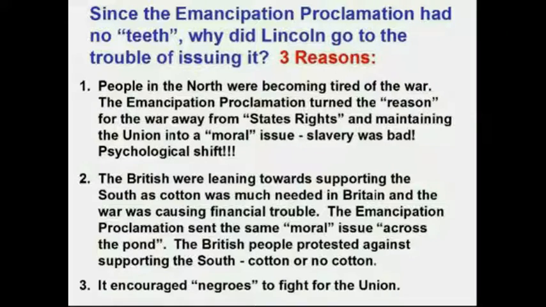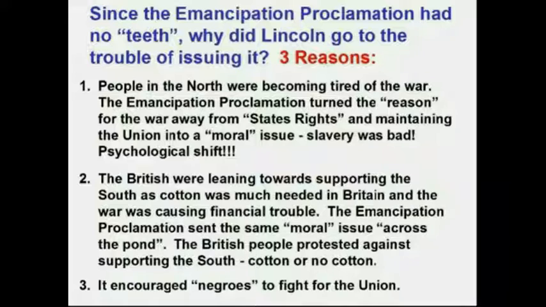Since the Emancipation Proclamation had no teeth, why did Lincoln go to the trouble of issuing it? Well, there were three basic reasons. People in the North were becoming tired of the war. The Emancipation Proclamation turned the reason for the war away from states' rights and maintaining the Union into a moral issue. Slavery was bad. A psychological shift was needed.